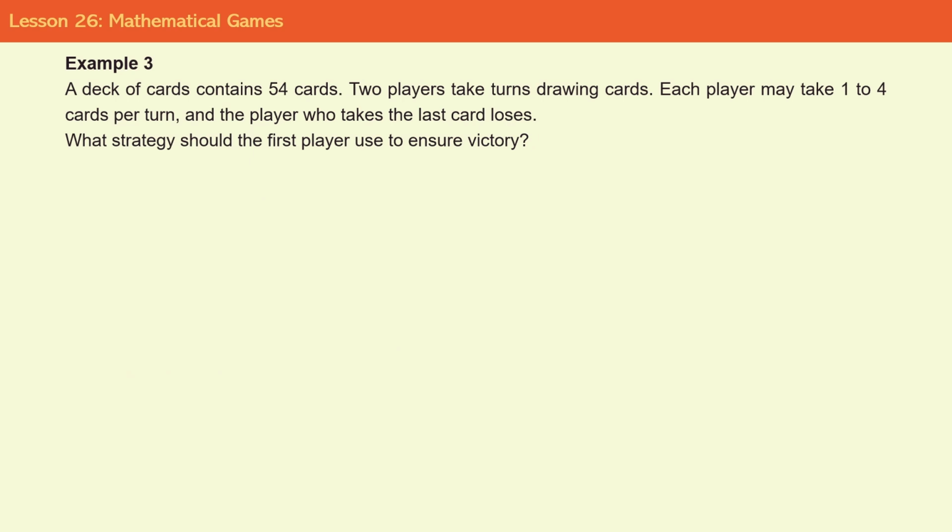Example 3. A deck of cards contains 54 cards. 2 players take turns drawing cards. Each player may take 1 to 4 cards per turn, and the player who takes the last card loses. What strategy should the first player use to ensure victory?